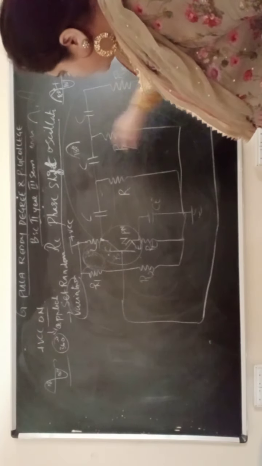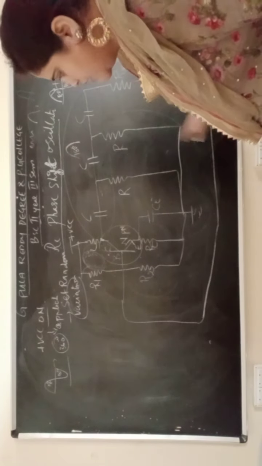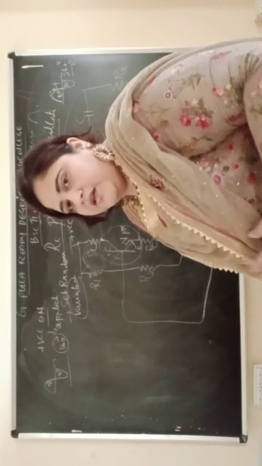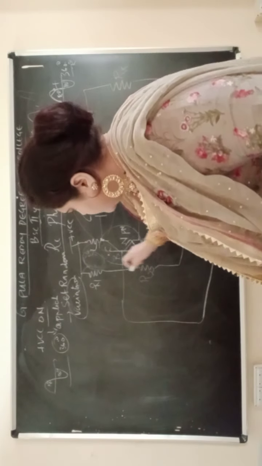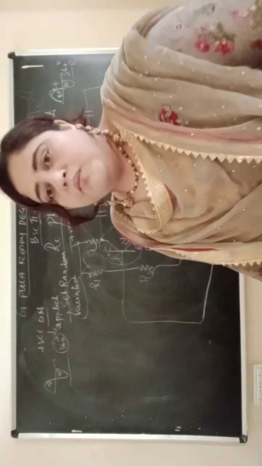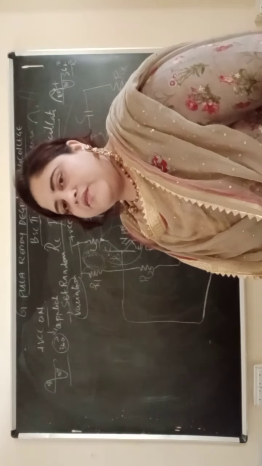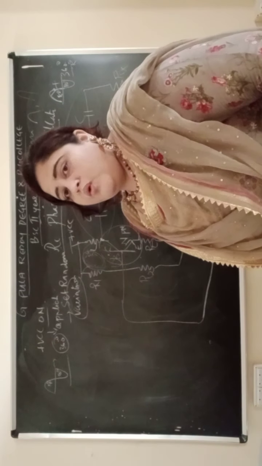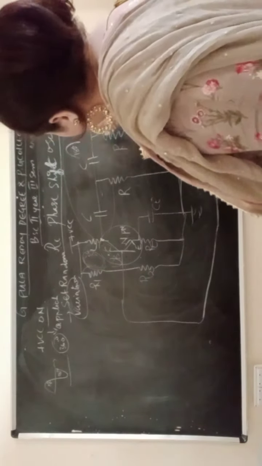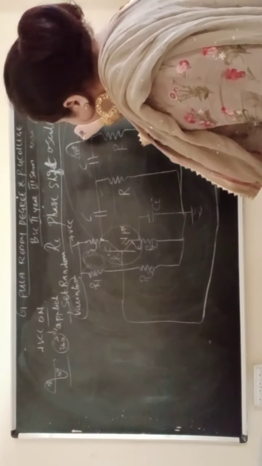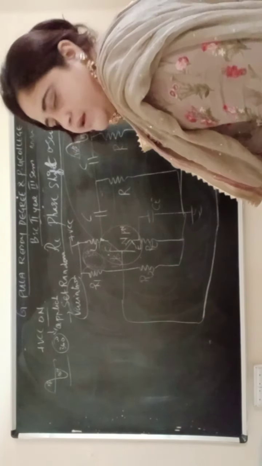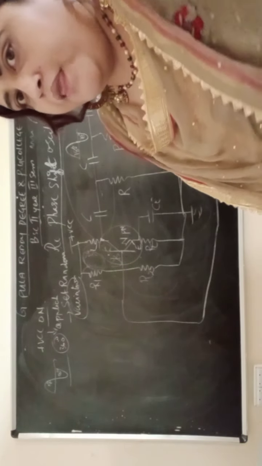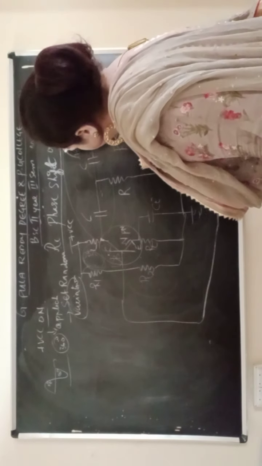After providing this 180 degree of phase shift, it will again pass to the transistor base terminal, the input of the transistor, where the transistor will provide more 180 degree of phase shift. Now 180 degree plus 180 degree is nothing but 360 degrees.